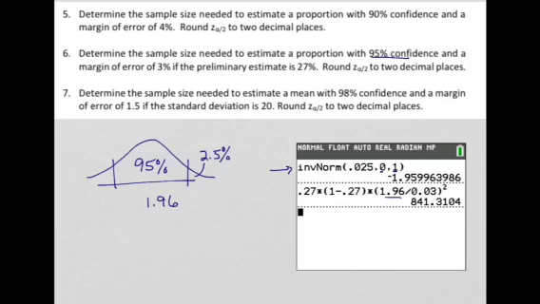So we've got that in our formula here. And in this case, we do have a preliminary estimate of 0.27. So we get 841 and change, which means 842. So we're not looking to round, really. We're just going up to the next whole number.